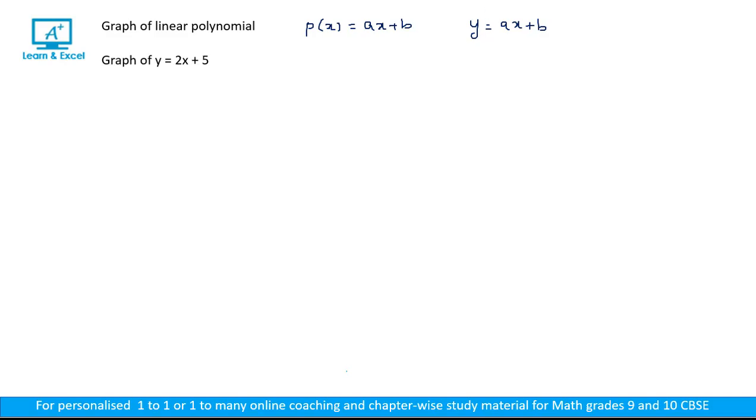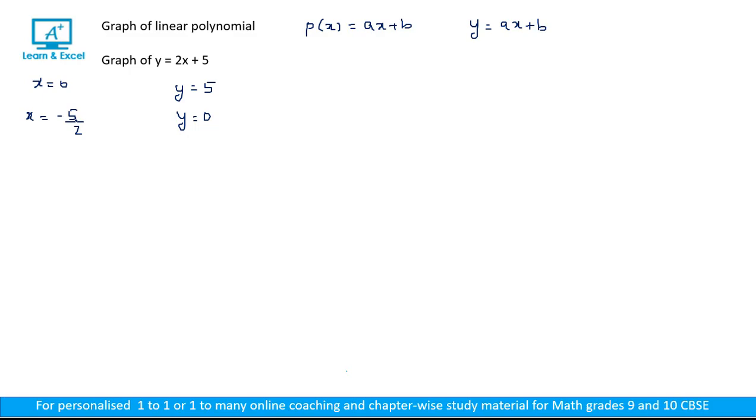Let us take an example of y equal to 2x plus 5 and let us draw the graph. For this we have to first find 3 points that lie on this line y equal to 2x plus 5. Let us put x equal to 0. Then in this equation we will get y equal to 5. If we put y equal to 0, then our x will be equal to minus 5 by 2.